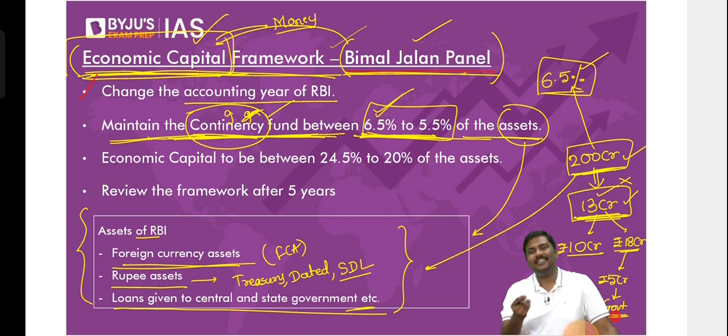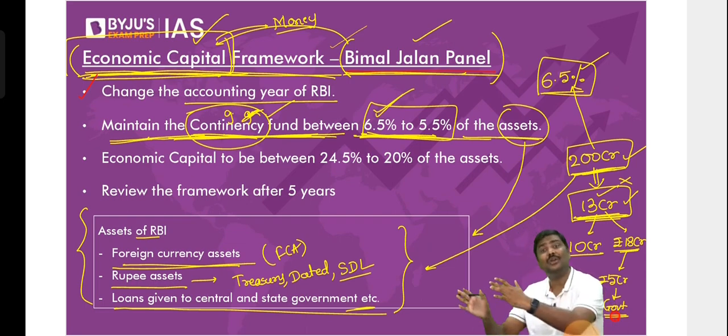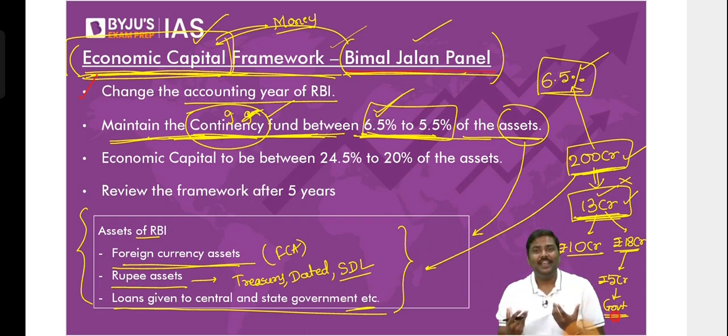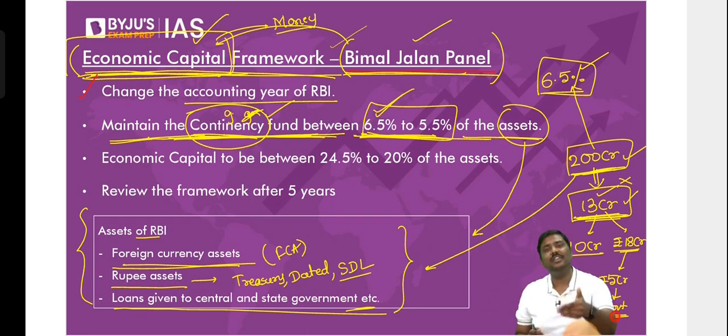What does RBI do with the contingency fund? I've already told you, if there is a black swan event, if there's a crash in the banking sector, RBI needs money. If the rupee value suddenly falls against the dollar, RBI needs money. So there are various reasons for which RBI requires money.